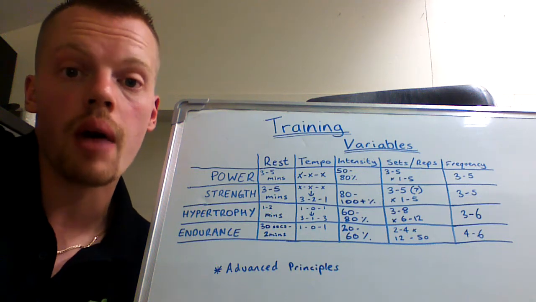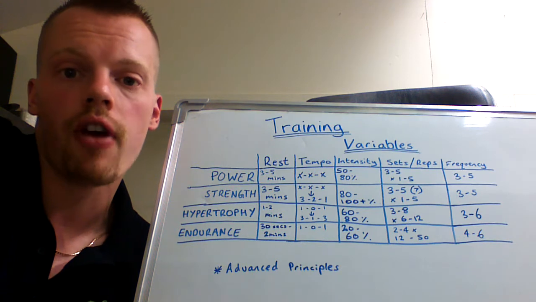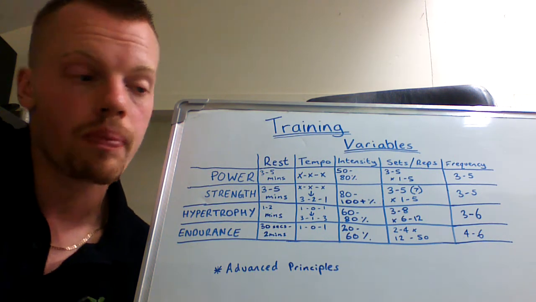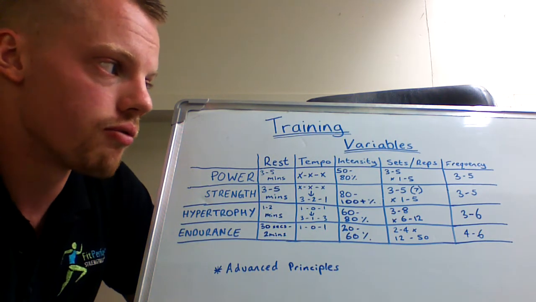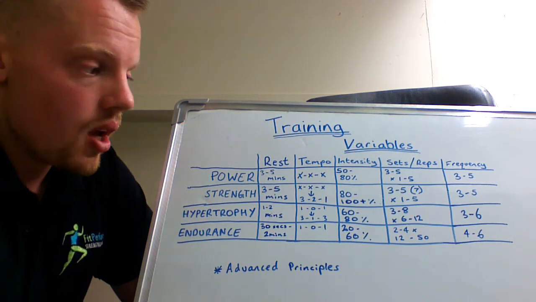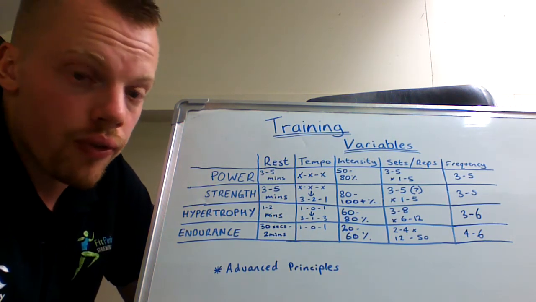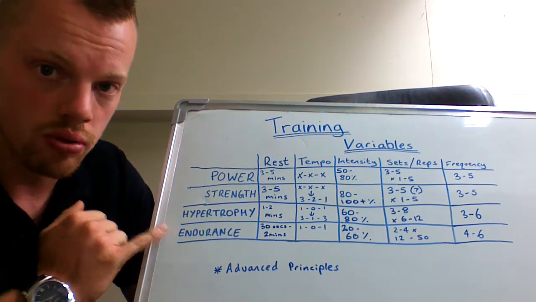Good afternoon guys, today I'm making a video on programming and how we can manipulate training variables to achieve different results. So what are training variables? Training variables are basically rest, tempo, intensity, sets and reps, frequency. Now we can manipulate each one of these to train for different things, i.e. power, strength, hypertrophy and endurance.